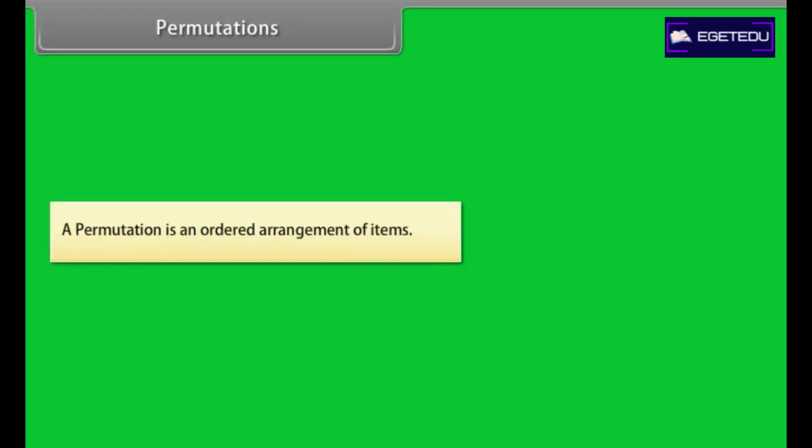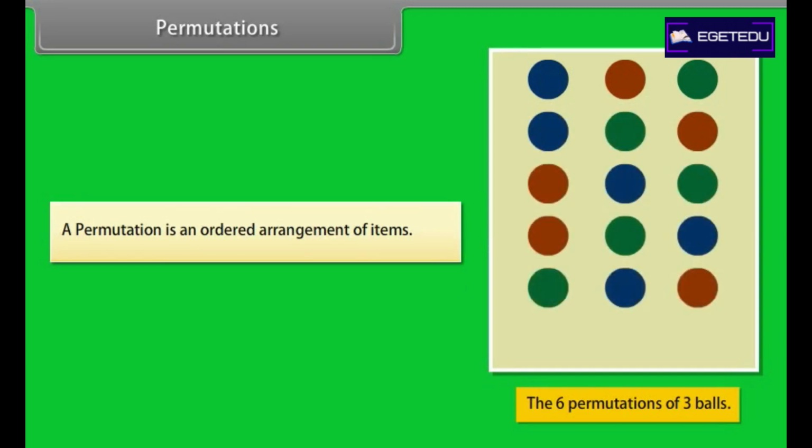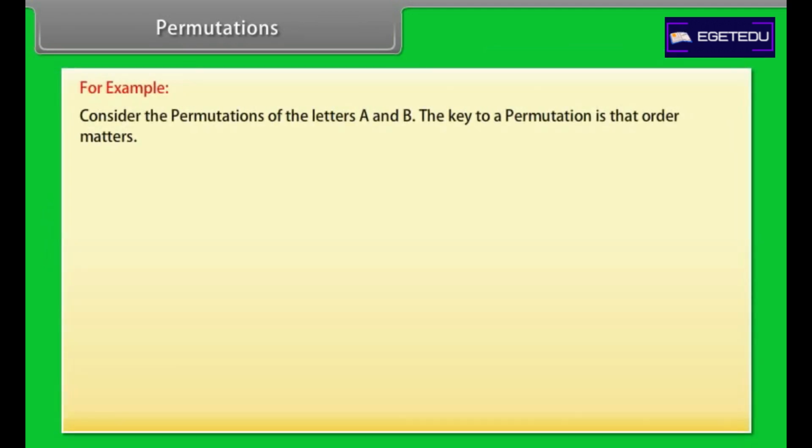Permutations. A permutation is an ordered arrangement of items. The concept shown below will clear your concepts. There are 3 balls which are arranged in an ordered arrangement. For example, consider the permutations of the letters A and B. Just think about how many different ways you can arrange A and B. The key to a permutation is that order matters.